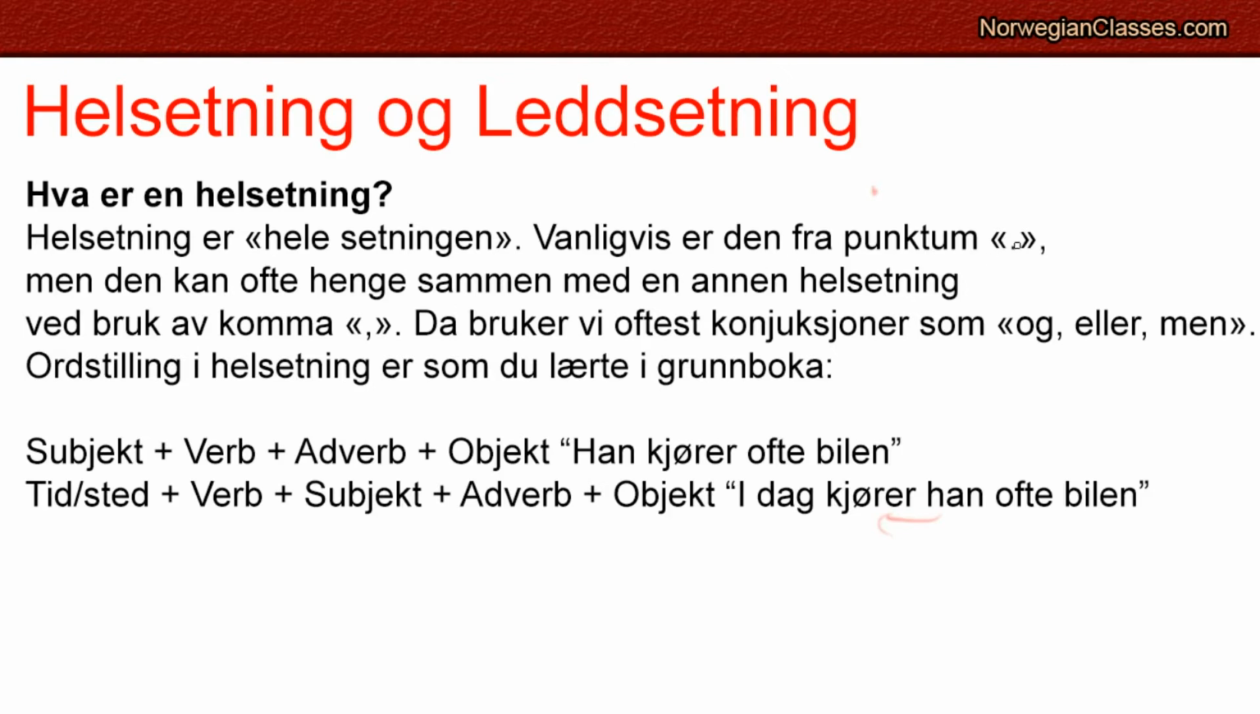Usually it's from punctuation to punctuation, but you can connect two Helsetning, or two complete phrases, with each other. Then you often use og, eller, men, and you have a comma in front. I will not mention that when we get to subordinate clauses. Be aware that when you start a new complete phrase, it follows this pattern. You learn in the basics that you have the noun, subject, verb, adverb, object. So in this context, all adverbs: Han kjører ofte bilen, han kjører ikke bilen, han kjører aldri bilen.